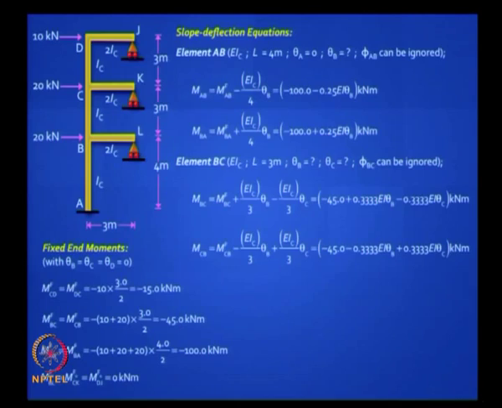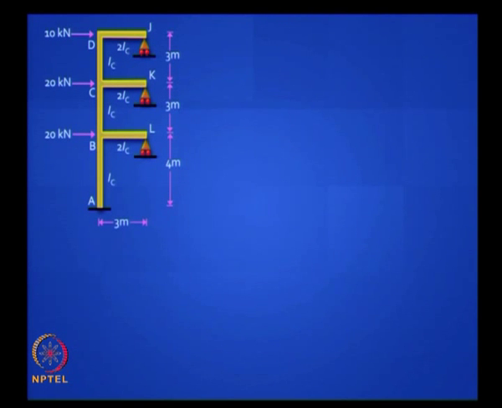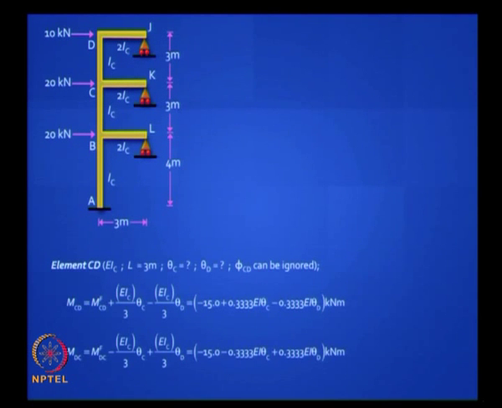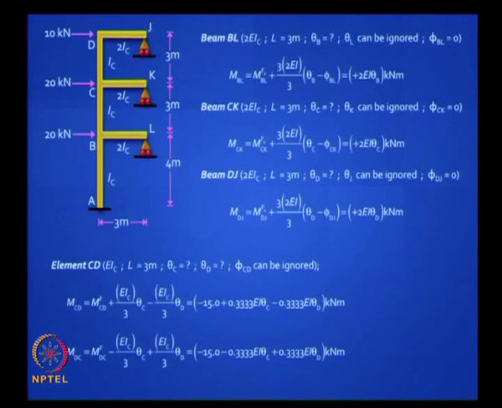So you can finish it by writing it for CD as well, right, for CD. What about the beam elements? You have got 3 beam elements, BL, CK and DJ. What is it going to be? There is no fixed end moment, so the moment will be 3 EI by 3. The EI here should be 2 IC, okay. So it is simple.